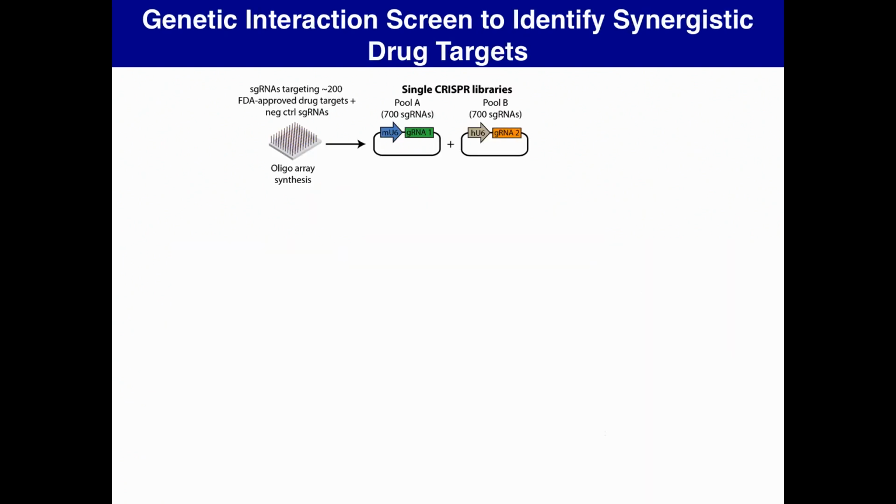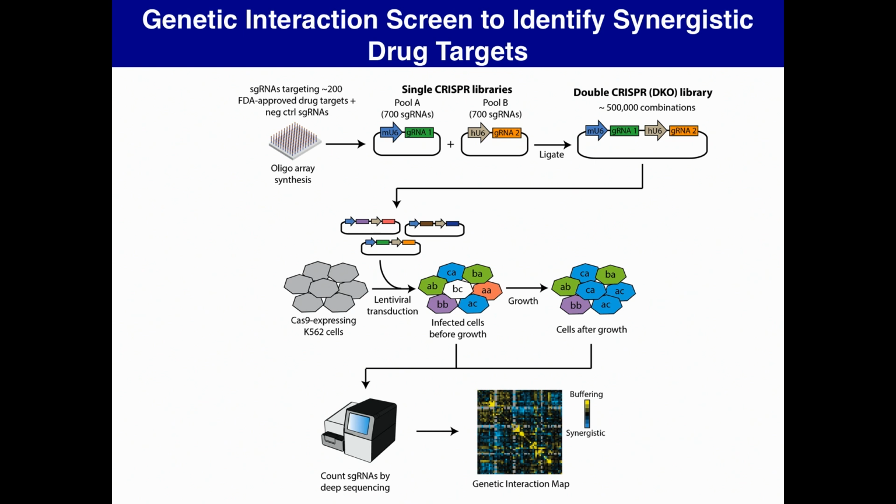And then the workflow is exactly the same as for the single gene screen, except now we have ligated pairs of guides, which we then infect into cells and select for genes that selectively drop out only when knocked out in combination.